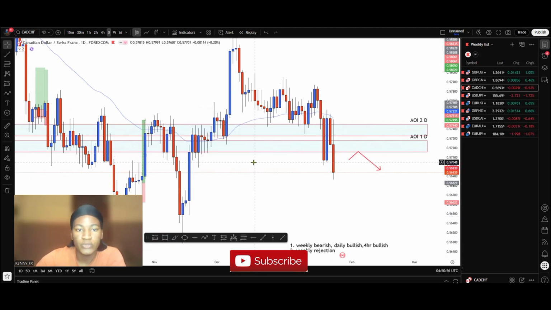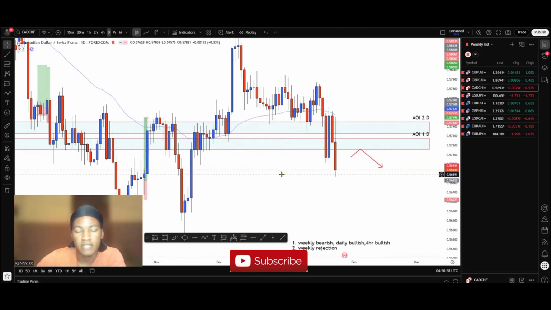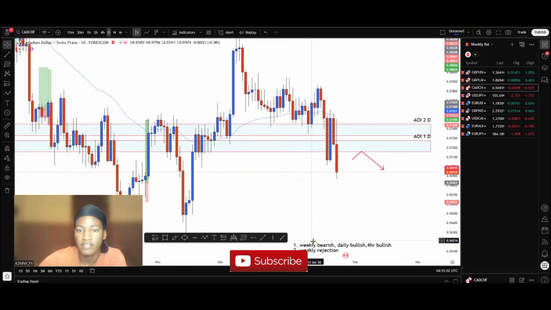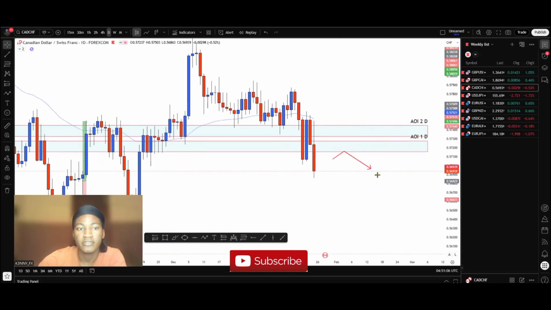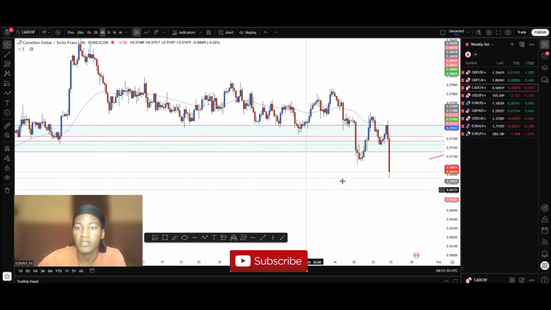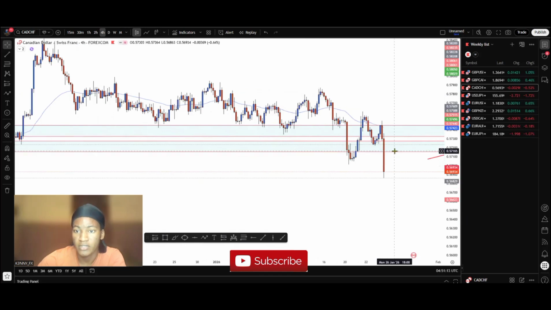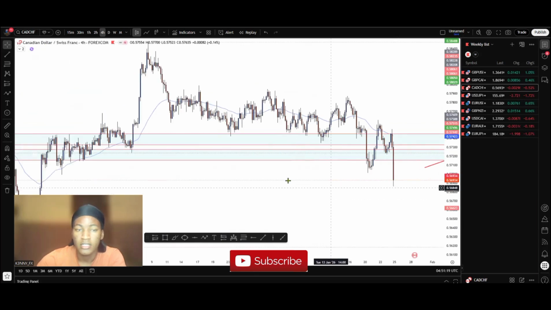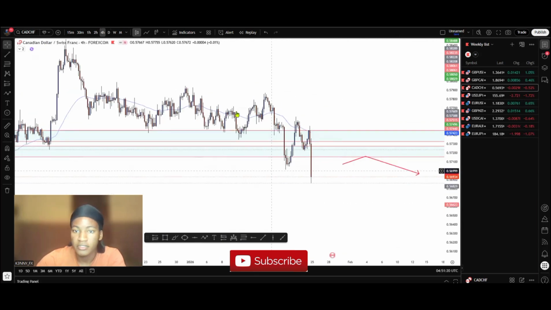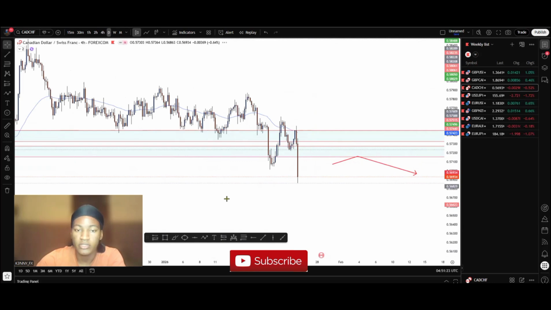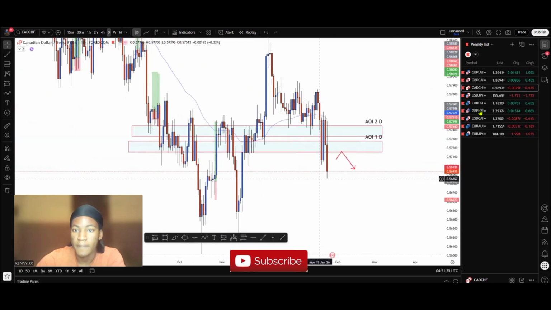Then for the next one, we have CAD CHF. CAD CHF is kind of tricky, but it looks very nice. CAD CHF daily is bearish, weekly is bearish, and the 4 hour is bearish. All the time frames are pointing to the downside, so we should be very much interested in selling this pair. We're also looking for the pullback to the area of interest here to sell.